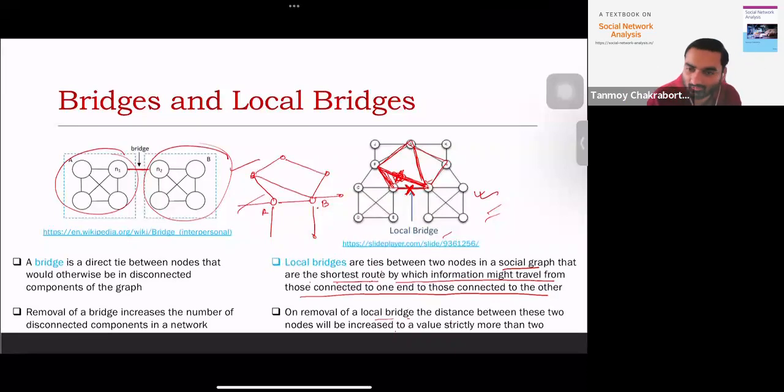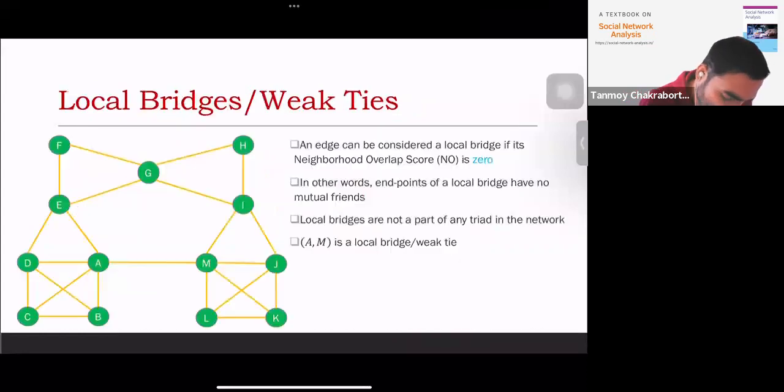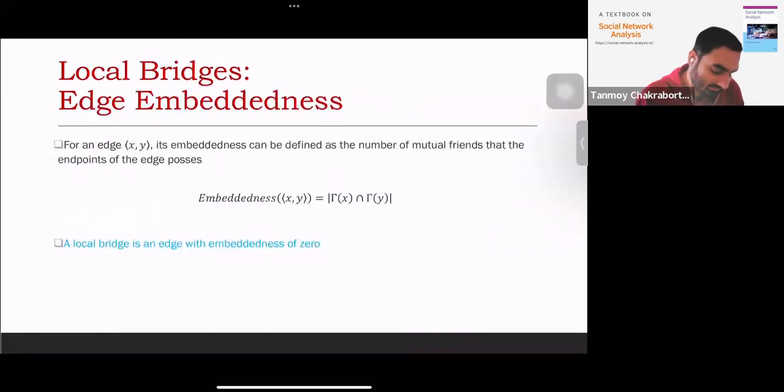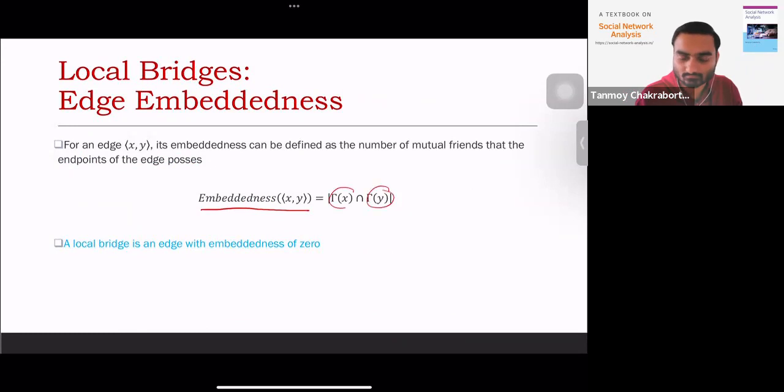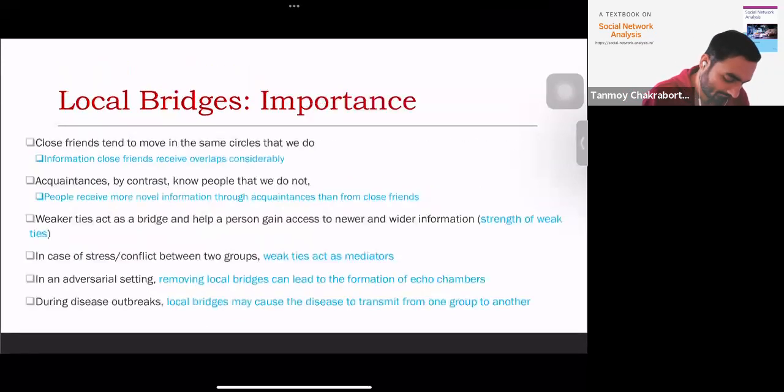So you look at the mutual neighbors of A and B. If there is no mutual neighbor, then this particular edge is a local bridge. But if there's a mutual neighbor, intersection is at least 1, that means it would not be a local bridge. So this is called edge embeddedness. Edge embeddedness is nothing but the neighborhood intersection of X and Y. If it is 0, that means it's a local bridge, right? Otherwise not.